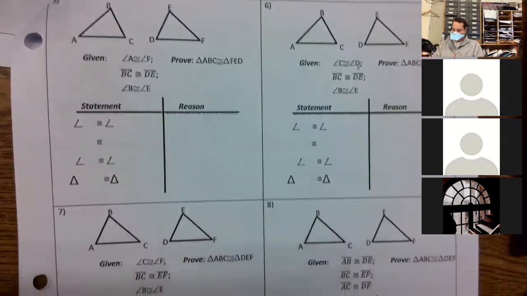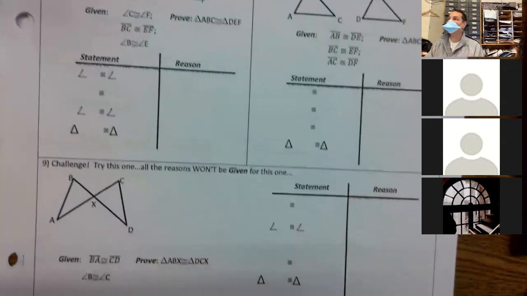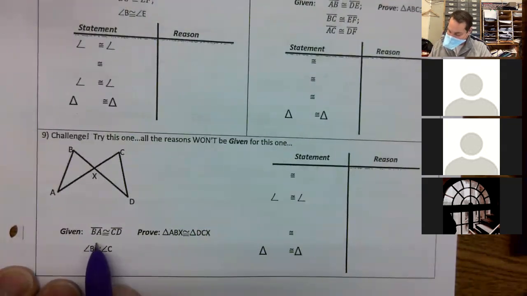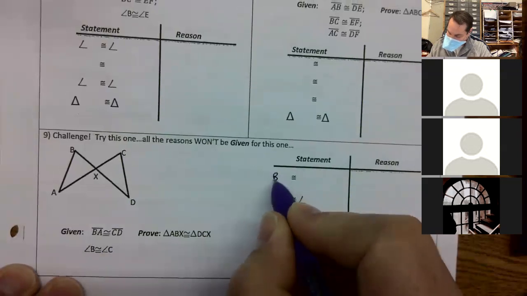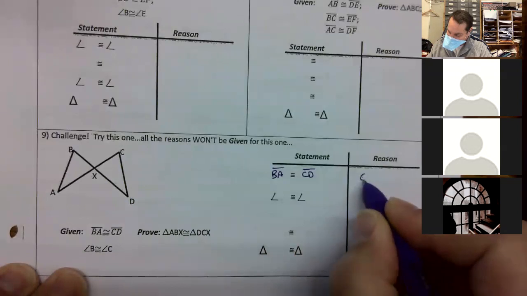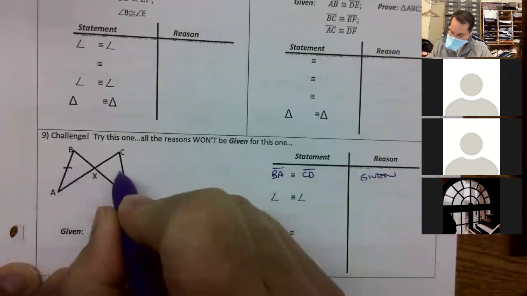Flip to page 2. Same idea. I'll leave numbers 5, 6, 7, and 8 for you guys to do. They are exactly the same concept. But let's go down to number 9 for a second. Start the same way. We're going to enter in our givens. BA is congruent to CD, and the reason is given. And I'm going to mark that as I put it in.